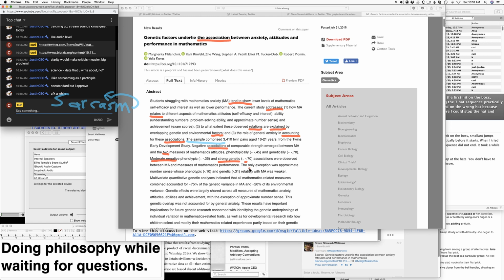The only exception. So when they say only exception, they're making it sound like one out of many, but it's one out of three. Because they said two things worked and one didn't, I think. So a third of the things did not work, which they phrase as the only exception. So approximate number sense didn't work as well.